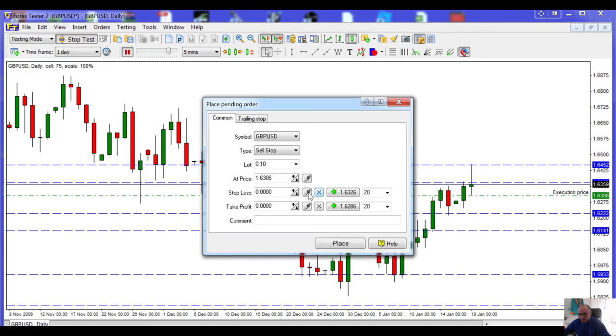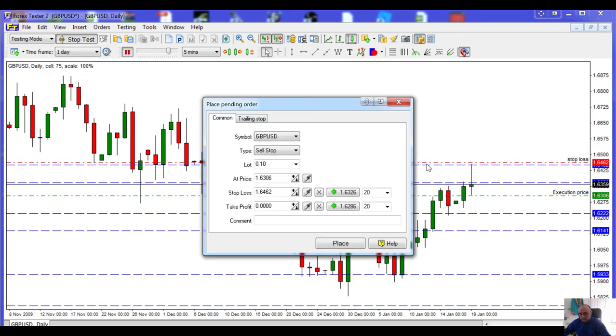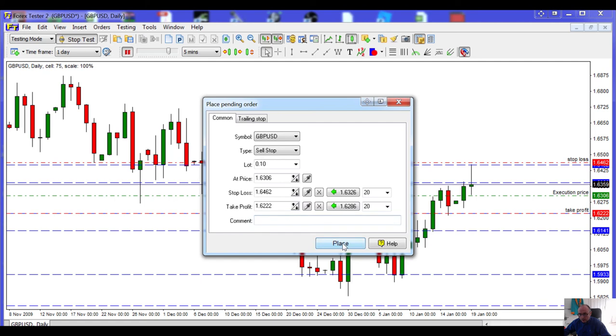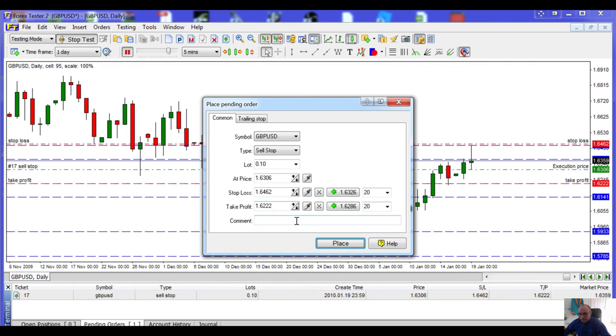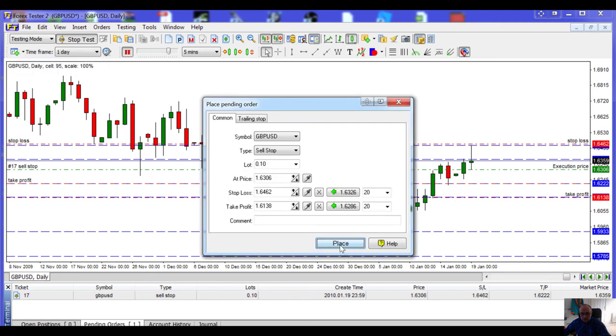The stop's going to be just above, 5 pips above, and the first take profit target will be at the first support level. Okay, and the second take profit target would be at the second support level down here. So we're exiting on two parts of the trade. If we exit the first take profit target, we'll move stops to break even and run with the trade.